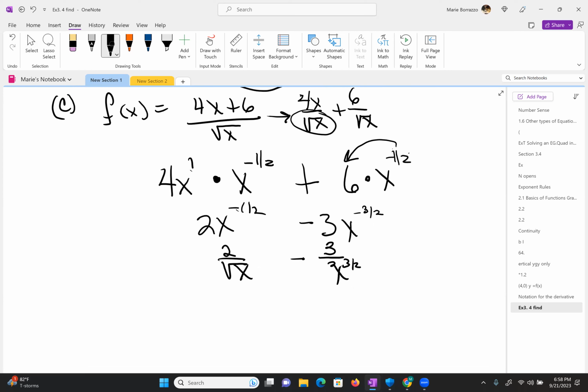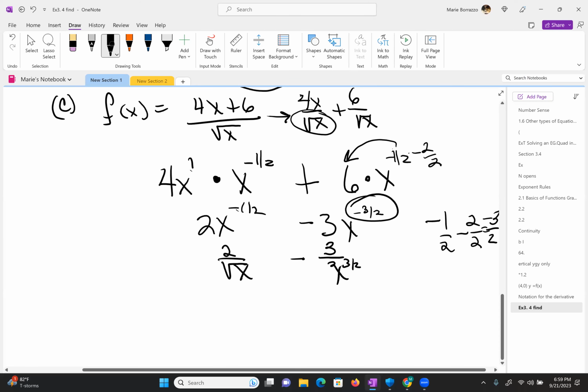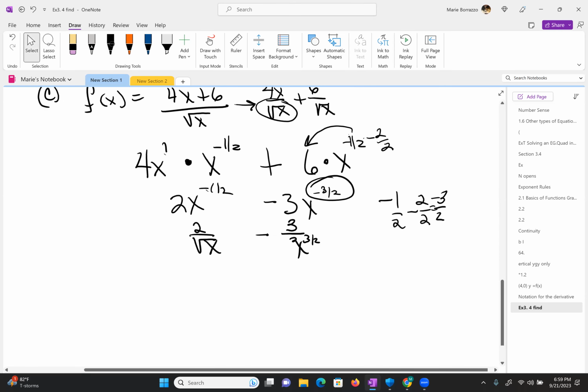You lost me with the -3/2. Yeah, I got lost there too. This part here. Yes. Because I'm taking away 1. So minus 2/2. What? So -1/2 minus 2/2. Well, that's -3/2. Because remember, you're taking away 1.